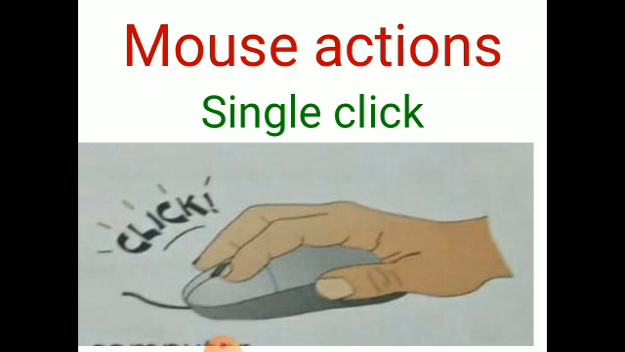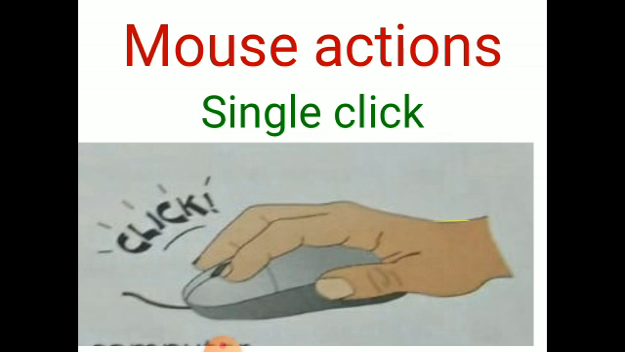The first mouse action is single click. Single click means you can see in this picture that one time click is written. It means that this is a single click. Pressing the left mouse button once and releasing it is called single click. This mouse action is used to open any icon on the computer.